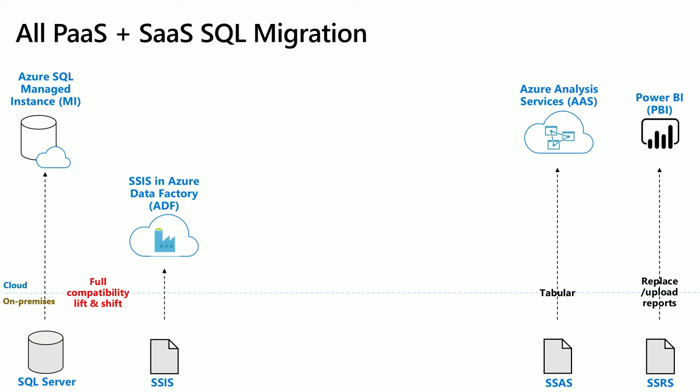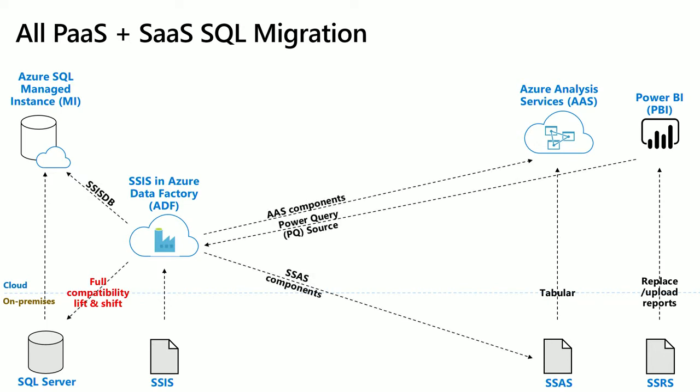Now, most presentations on SQL migration stop at this slide. What I want to show you is the role of SSIS in ADF as a glue that connects all these disparate resources in the cloud and on-prem together. With SSIS, you can connect to your tabular model in AAS, because we have AAS components, right? And if you leave your multidimensional model on-prem, we also have an SSAS component to refresh that model on-prem.